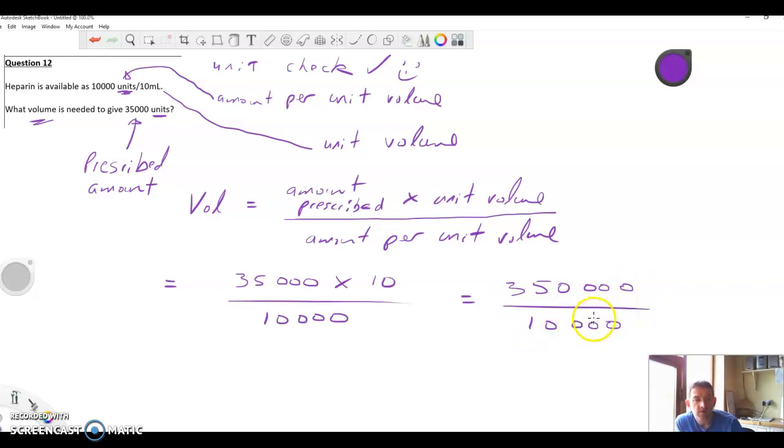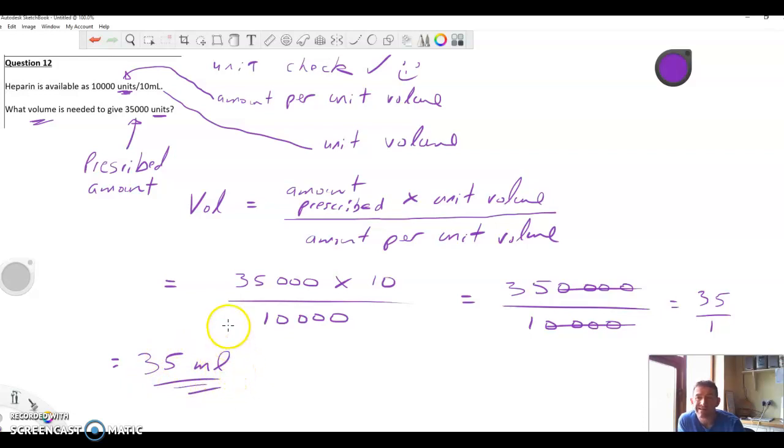Now we can divide above and below by 10 just by striking off a 0. In a similar fashion, 2 zeros is dividing by 100 above and below. 3 zeros would be dividing by 1,000 above and below, and 4 zeros would be dividing by 10,000 above and below. So we end up with 35 over 1. And that's 35 what? 35 over 1 is the same as 35, and that's mils. And that's our answer.